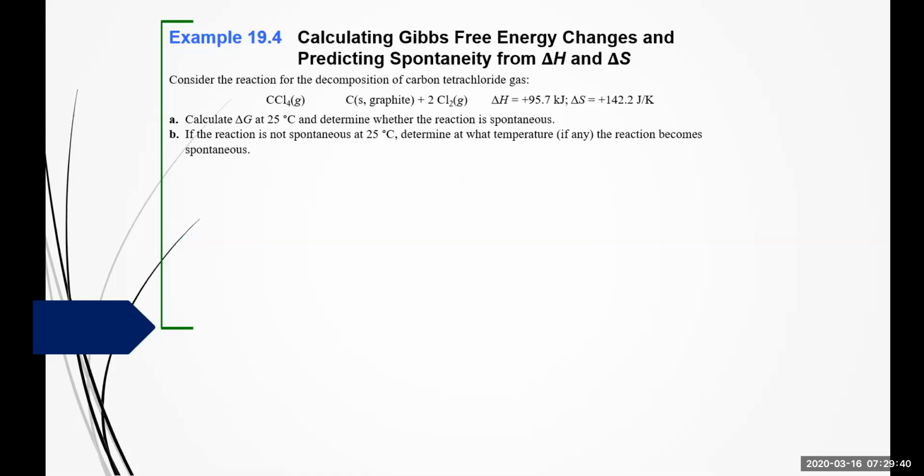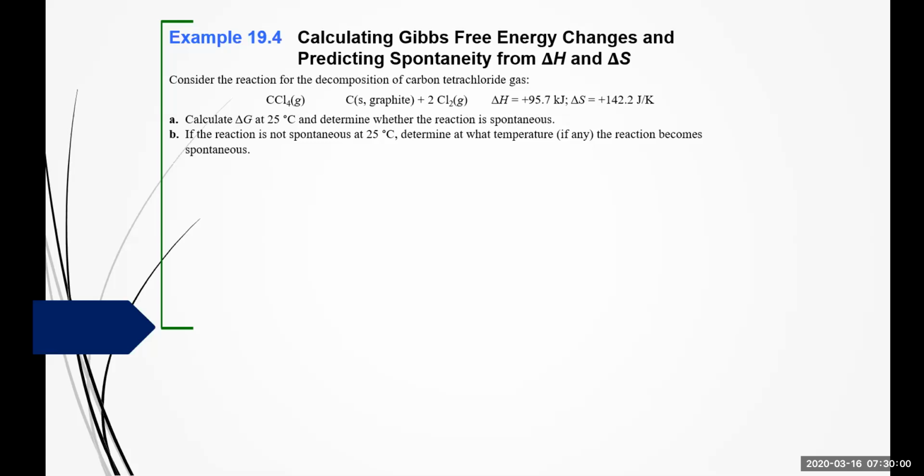Consider the reaction for the decomposition of carbon tetrachloride gas. And then they give us a delta H for a reaction and a delta S for the reaction. They want us to calculate the delta G at 25 degrees Celsius and determine whether it's spontaneous or not. And then if it's not spontaneous, they want to know at what temperature, if any, will it become.